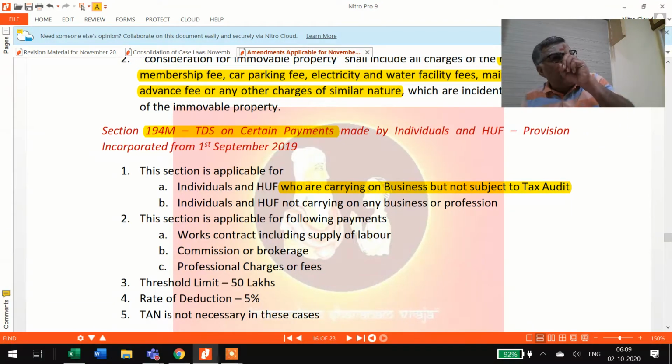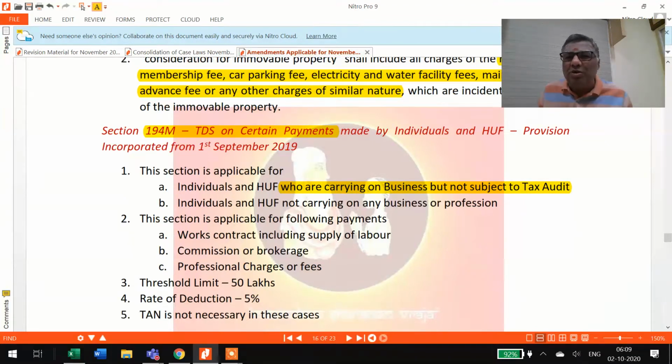All the provisions of section 194 are applicable for all assessees except individuals and HUF whose gross turnover has not exceeded the specified limit, 1 crore previously, and the gross receipt has not exceeded 50 lakhs. So individuals and HUF who are carrying on business but not coming under tax audit are not liable to deduct tax at source. They are small taxpayers.